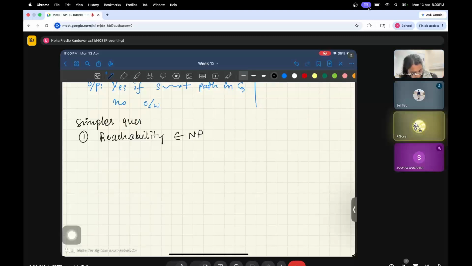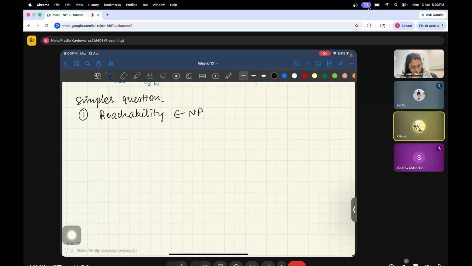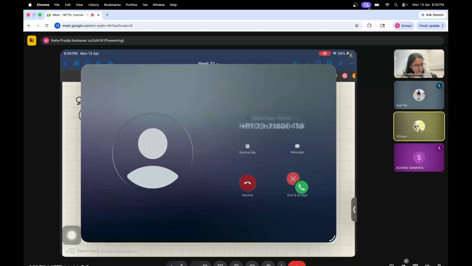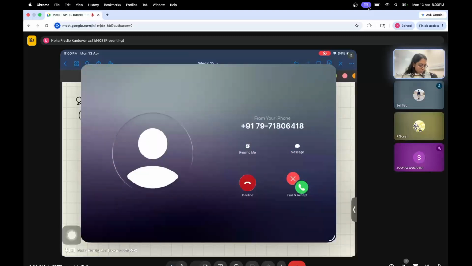If you give me the certificate, then I can verify in polynomial time whether I can traverse from S to T or not. So what is the certificate? The certificate would be the sequence of vertices starting from S and ending at T.